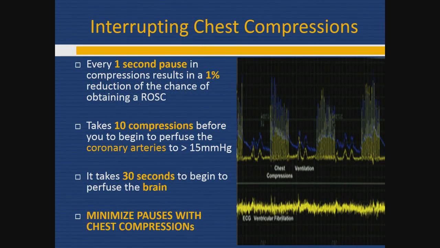Interrupting chest compressions is a big no-no. Every 1 second pause results in a 1% loss of chance of ROSC. It takes 10 compressions to begin to bring the coronary artery pressure to 15. It takes 30 seconds to start perfusing the brain. So during resuscitation, minimize time off the chest.